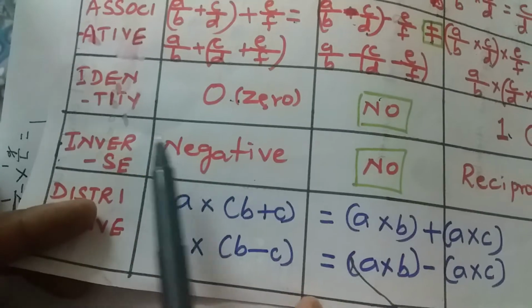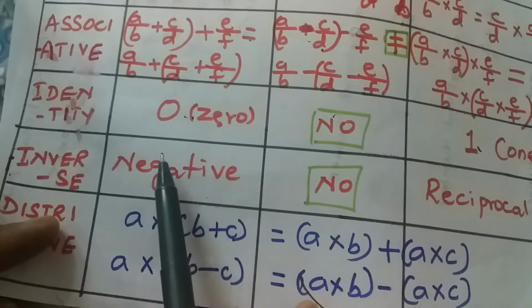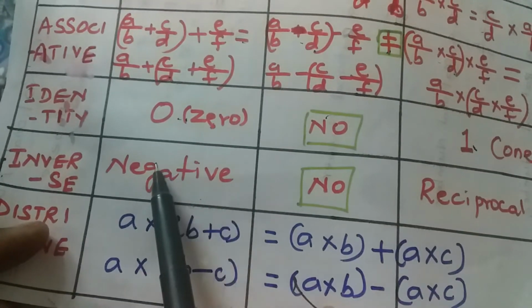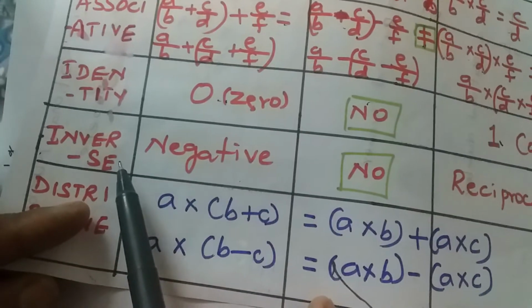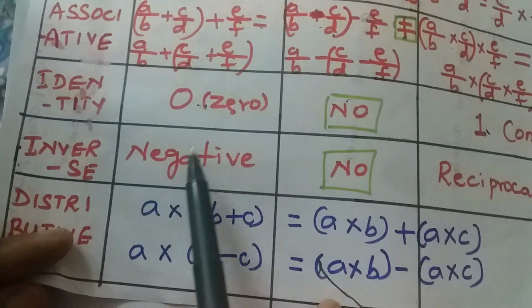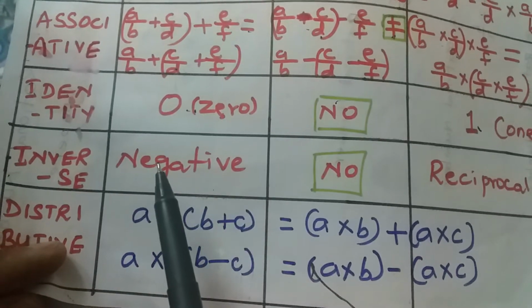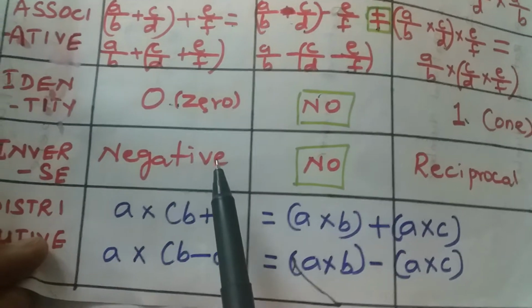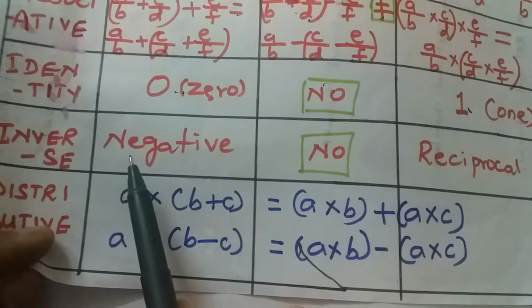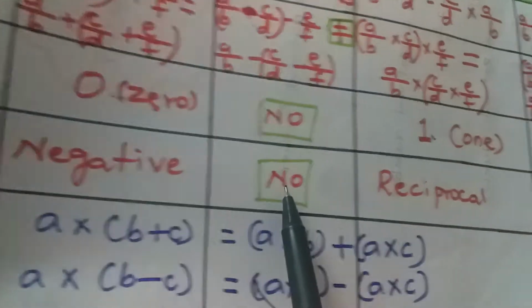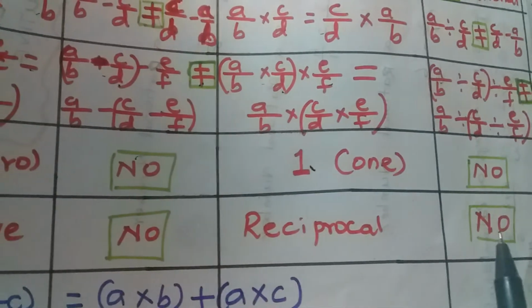Then inverse means we change the sign. For the positive number, it is minus. If it is plus 6 by 7, the inverse is minus 6 by 7. For minus 6 by 7, it is plus 6 by 7. We have to change the sign to get the inverse of a number. And there is no inverse for subtraction, and there is no inverse for division.